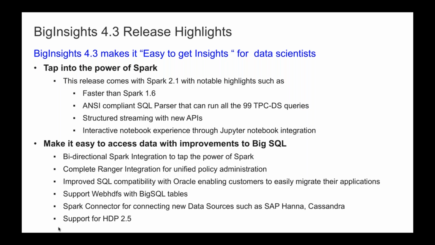The first one is the ability to tap into the power of Spark. As I mentioned earlier, we are now providing Spark 2.1 with the 4.3 release. With the 4.2 release, customers had Spark 1.6, so 2.1 is significantly faster than 1.6. It comes with an ANSI-compliant parser that can run all the 99 queries in TPC-DS.